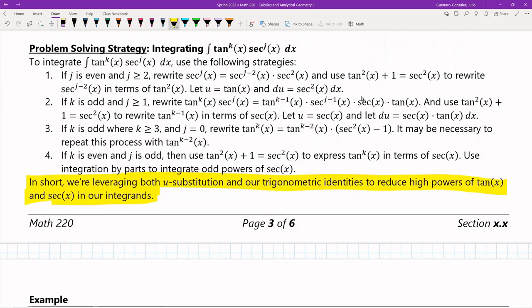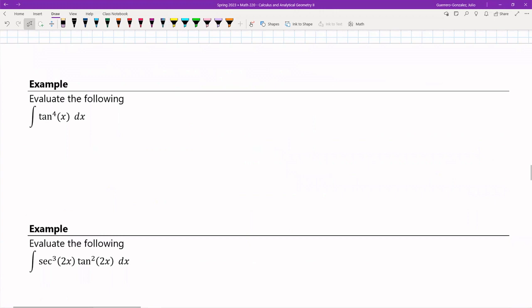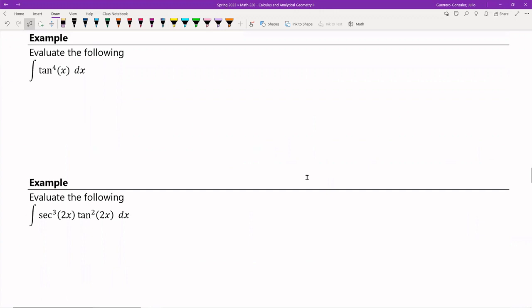So let me move on to the first example. For this one, like I said, we want to reduce the power of tangent somehow and then start using our identities to reduce this so we can get nice manageable integrals at the end. Okay. So, integral tangent to the fourth is also tangent squared x times tangent squared x dx. So all I did was separate into, instead of having to the fourth, squared and squared.